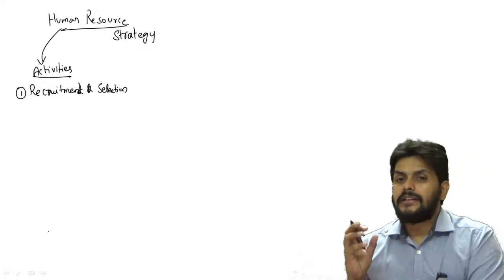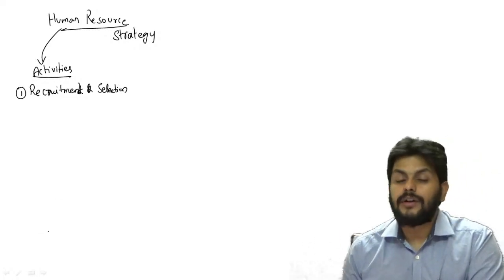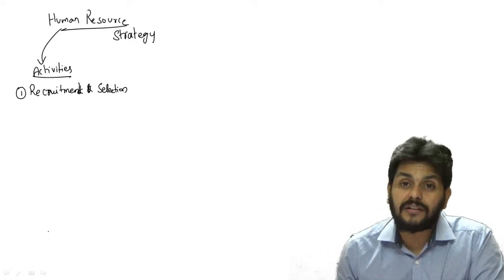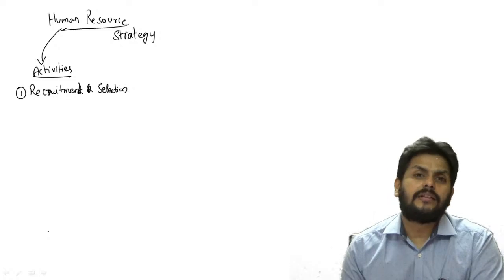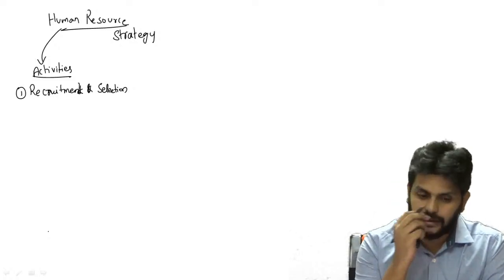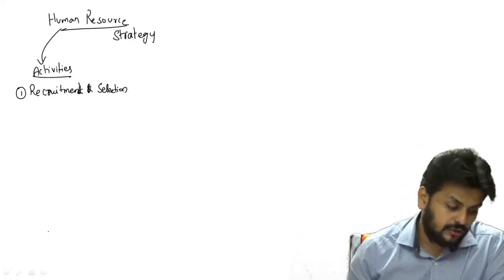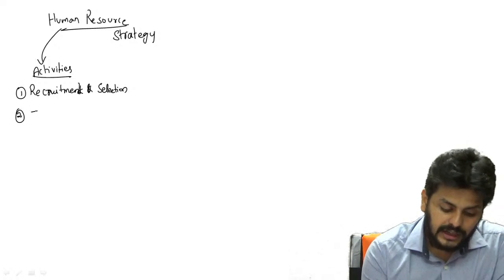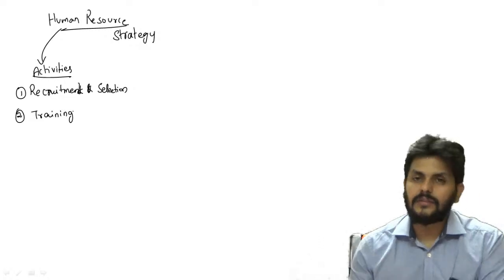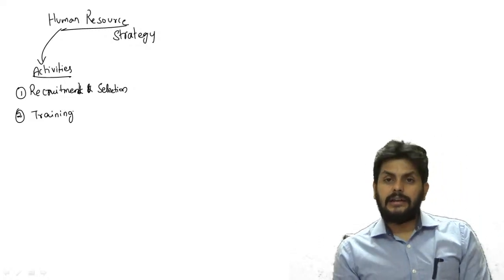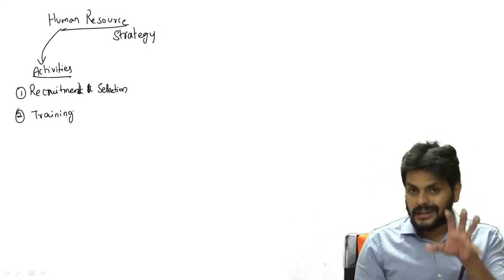Because selecting the right person, recruiting, is a very important thing. We already discussed staffing. Staffing is one of those important things of putting the right person in the right place. Same way here, recruitment and selection. Two is about training. Okay, training. It's a very critical and important aspect which is called training.